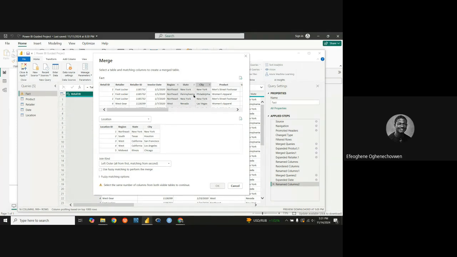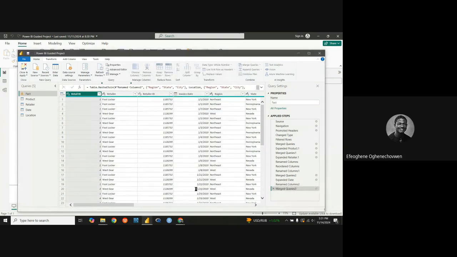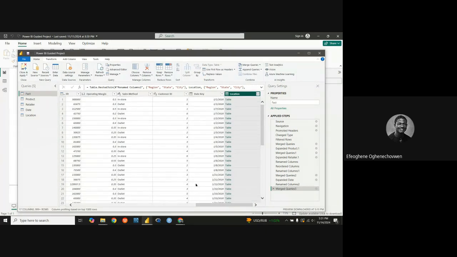Click on city, 3. So we do that in the same order on the location table: region, state, and city, and you can see this green button. Okay, all right. So it has matched. Beautiful. So click on OK. It's as simple as that. So this is what you do when you want to match several columns.